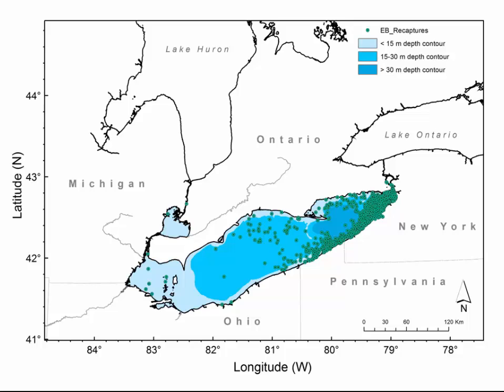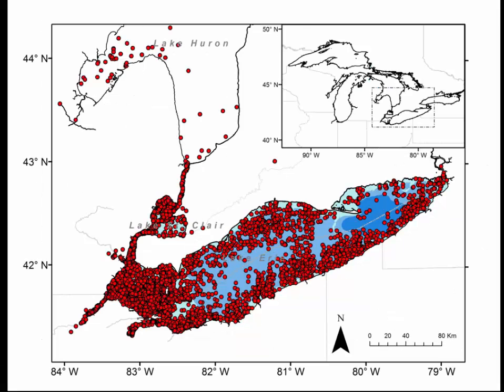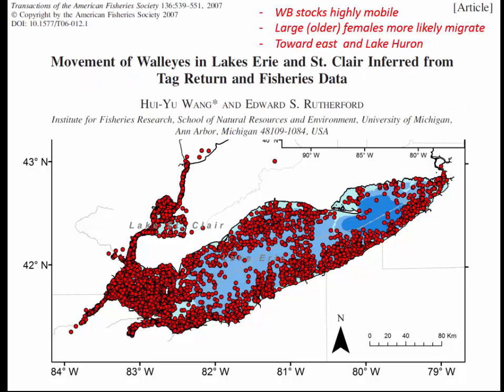Here we have the Eastern Basin returns. These are fish that were tagged in the Eastern Basin and then subsequently harvested by anglers. And you see the predominance of recaptures for these Eastern Basin fish centered around the Eastern Basin. Not much straying out of the Eastern Basin. However, if you take a look at the Western Basin stocks, they move a lot. They would move northward up towards Lake Huron, as well as out towards the Eastern and Central Basins.